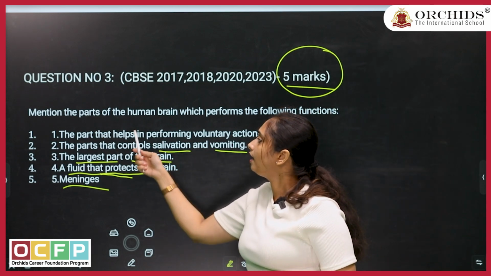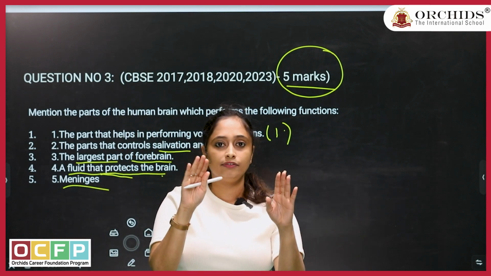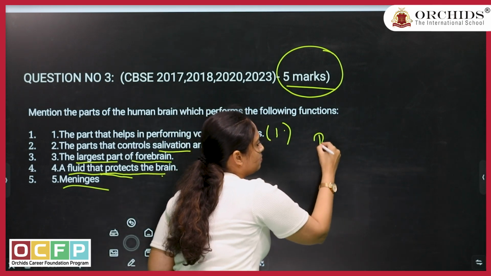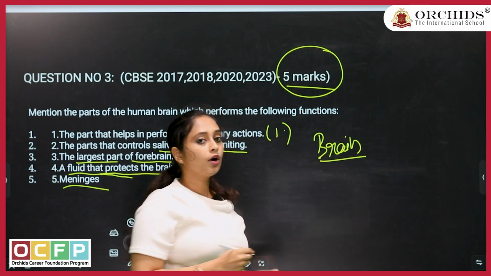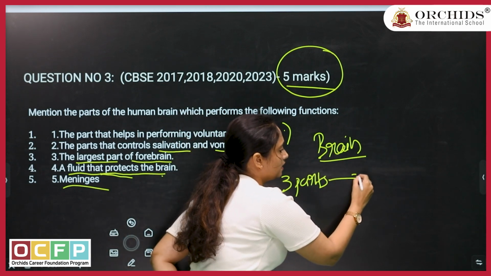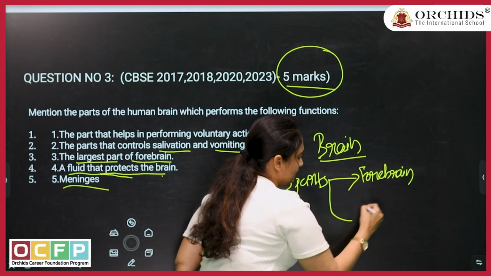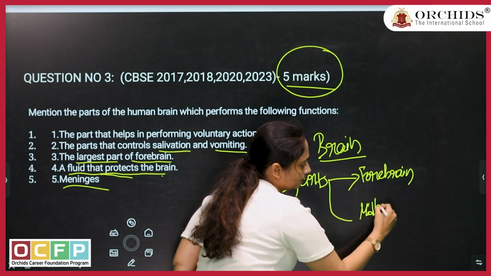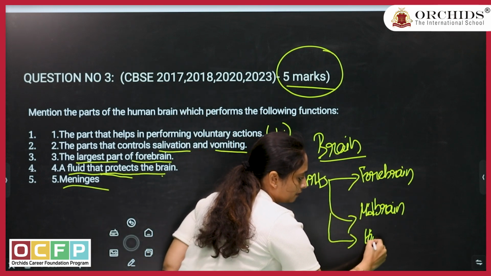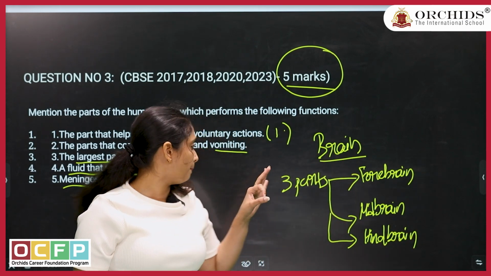Now, first one, the part that helps in performing voluntary action. Before going to the answer, we need to get a brief idea about the brain, the structure of the brain. I think all of you know that the brain has 3 parts or regions mainly. One is known as forebrain, second one is known as midbrain, and the third one is known as hindbrain. So forebrain, midbrain and hindbrain are the three parts of the brain.